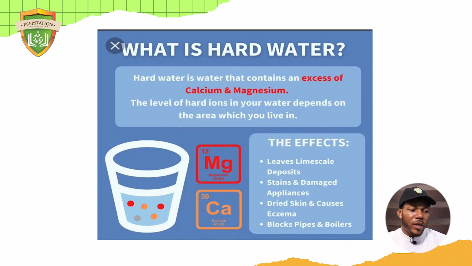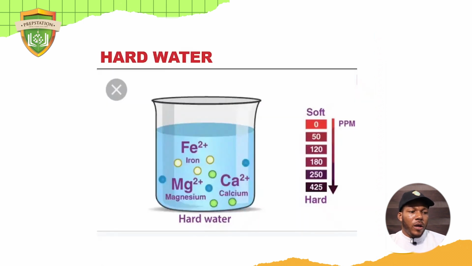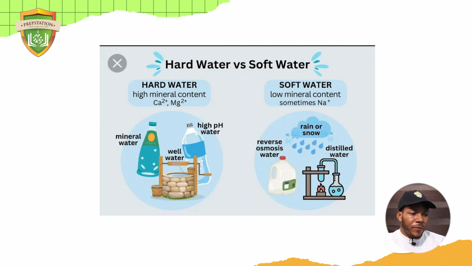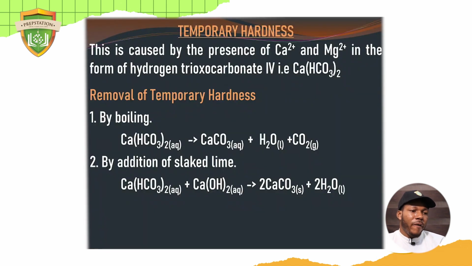Look at the screen, you will see an example of this. This is magnesium and calcium. Hard water contains these ions, so this water is hard. It cannot lather or foam very well with soap because of the presence of these ions. These are other examples of hard and soft water. Soft water contains low mineral salts, but hard water contains more. So soft water can foam very well, while hard water cannot foam very well.